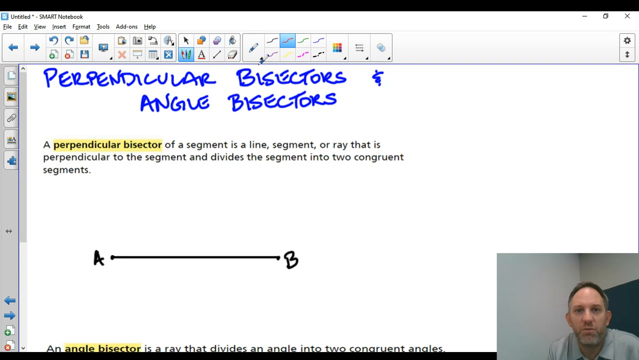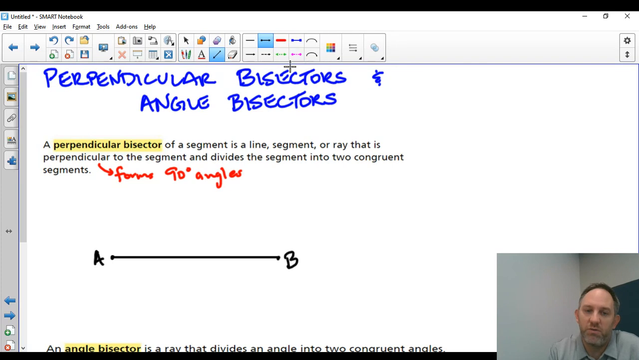So first of all, you'll notice this word perpendicular right here. So that's going to be important. The idea of it being perpendicular, what this means is it forms 90-degree angles. So whatever segment or line or ray that we're talking about being a perpendicular bisector, it has to meet that segment in a way that it's going to form 90-degree angles. Then the second thing it has to do is it has to divide the segment into two congruent segments.